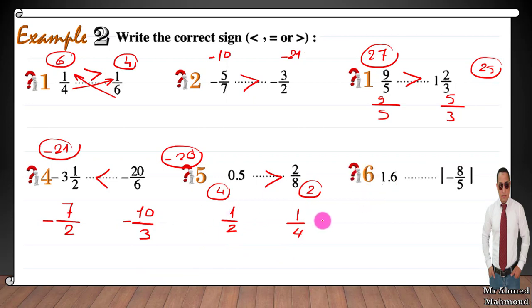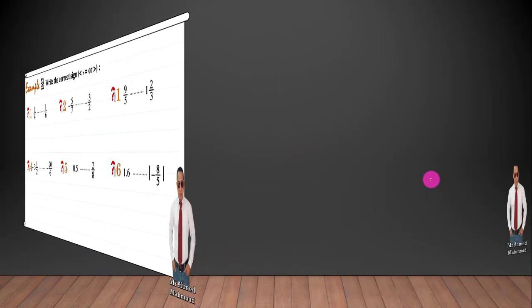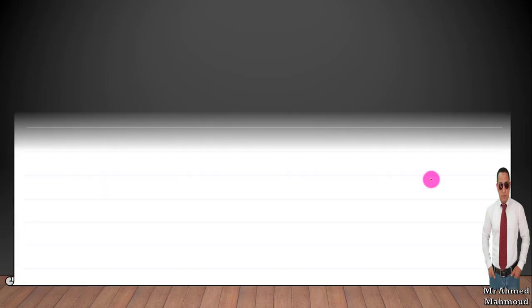The last one, 1.6 equals 8 over 5. The absolute value operation cancels the negative. So here absolute value of negative 8 over 5 equals 8 over 5. 8 over 5 and 8 over 5, they are equal to each other. Now example 3.